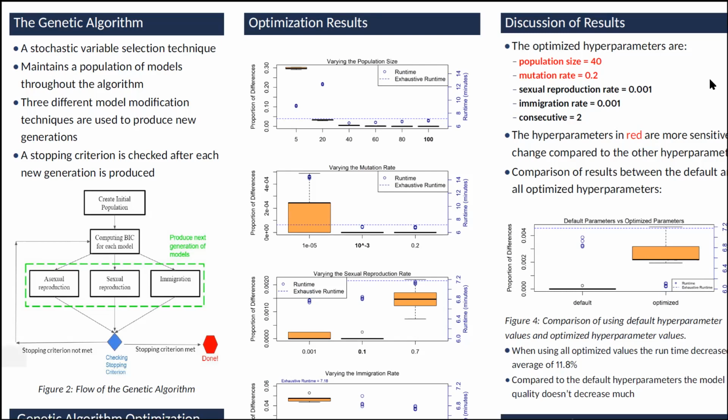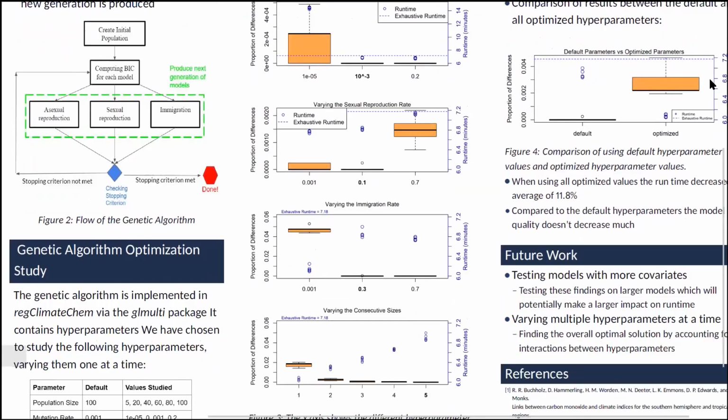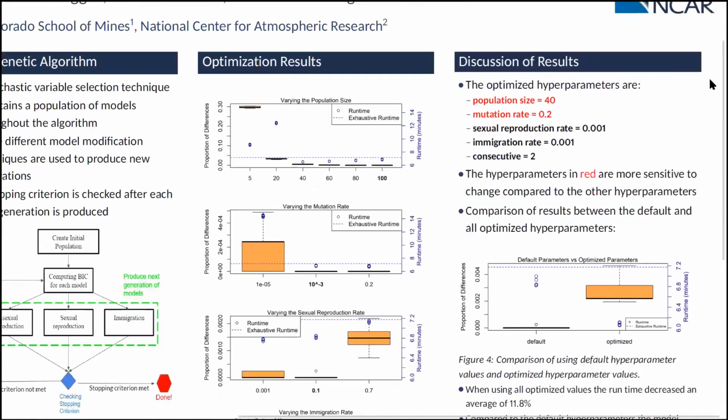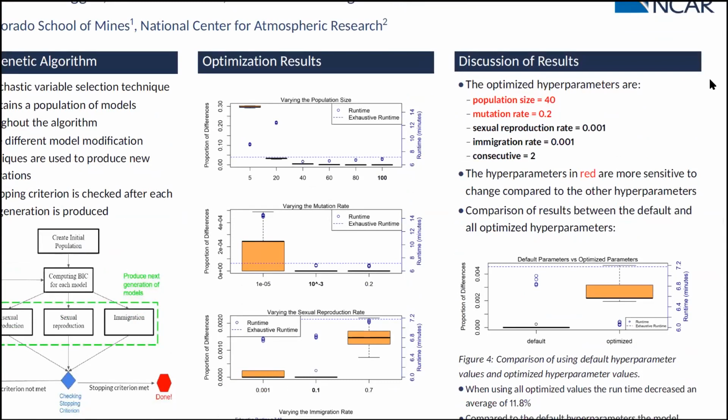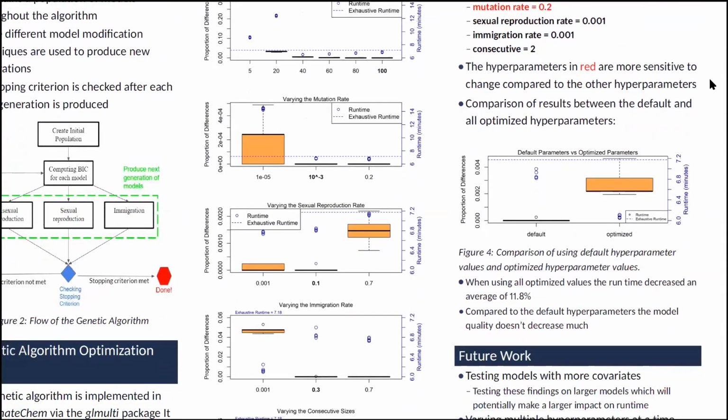For mutation rate, we would want to go with 0.2. For sexual reproduction rate, we would choose 0.001. For immigration rate, we would choose 0.001 as well. And for consecutive size, we would choose 2. So here we can see these optimized hyperparameters that I mentioned. The hyperparameters in red are more sensitive to change, meaning that the runtime or the proportionate differences will change more drastically than the others.